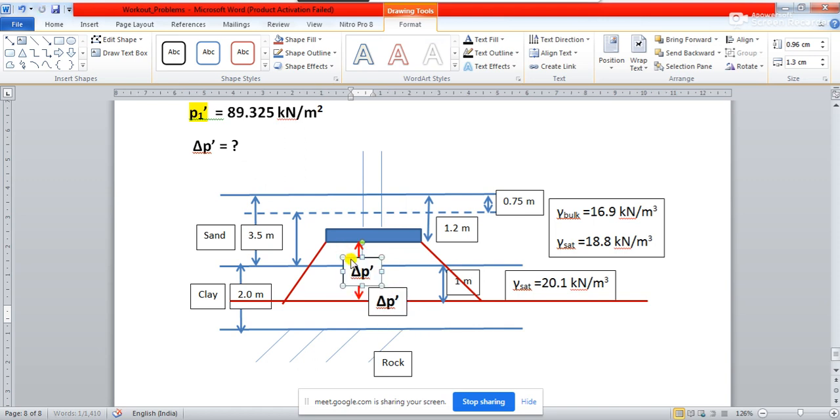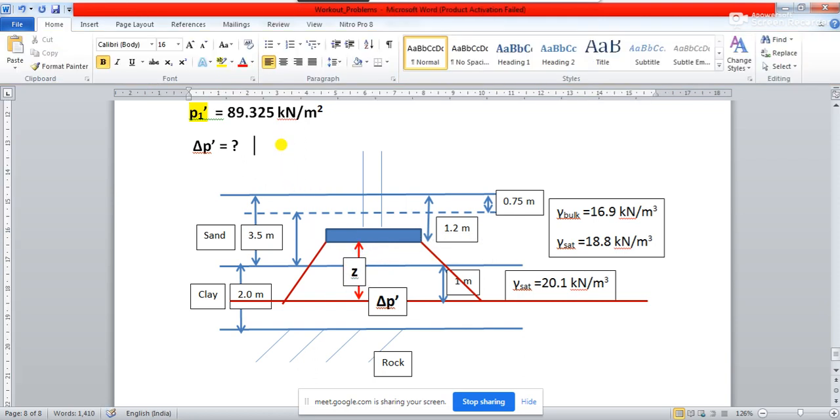3.3. Let me write it over here, Z. Okay. So what will be the value of Z? You tell me. 0.3, sir.